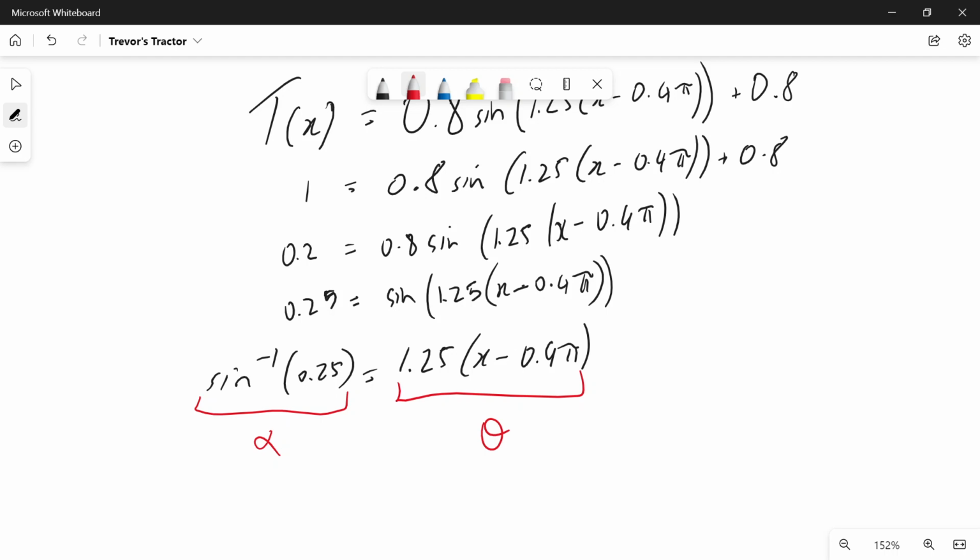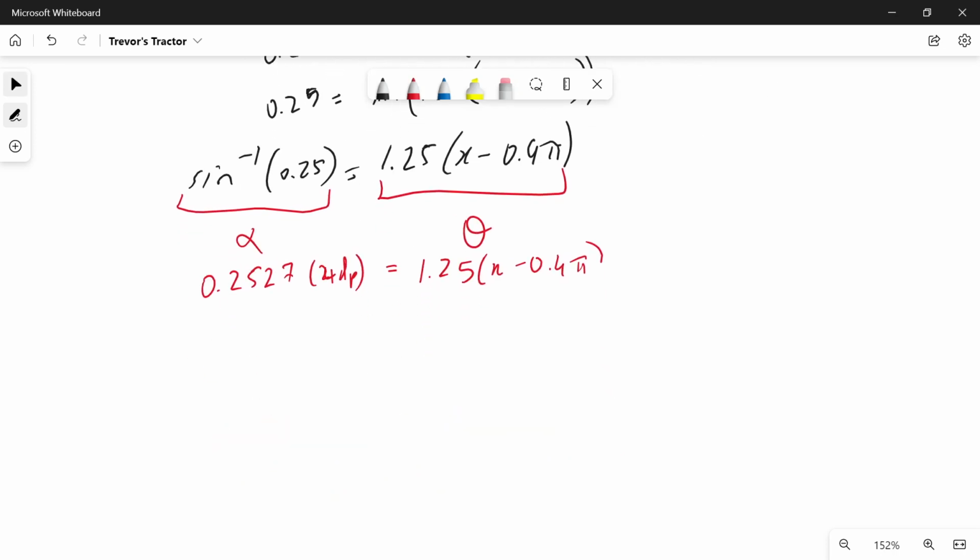So you type in what is arcsine of 0.25, or what is sine inverse of 0.25, and the answer is 0.2527 to 4 dp. Okay, and this side is going to be the same. This side doesn't change.